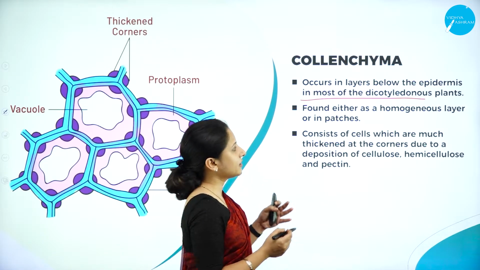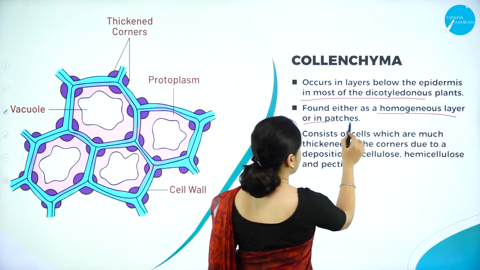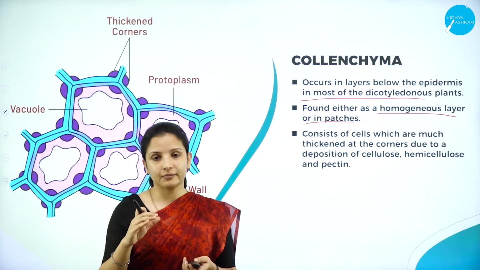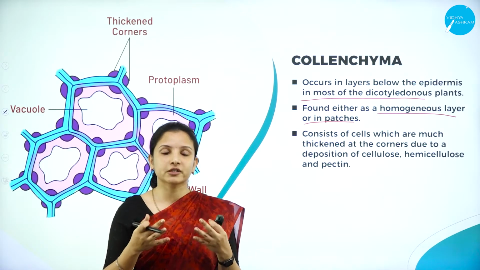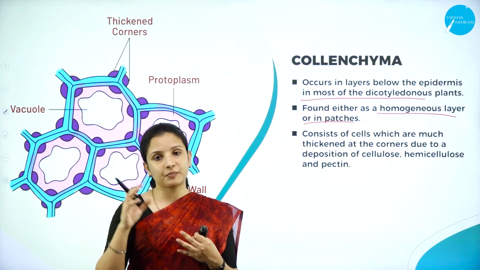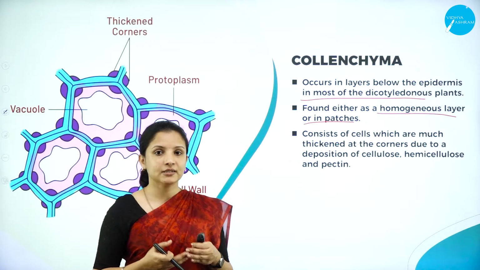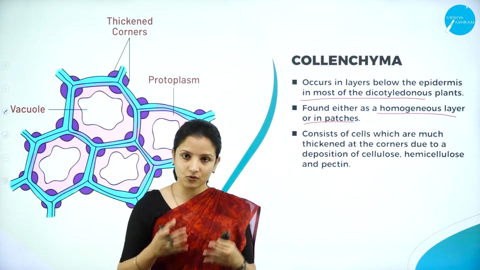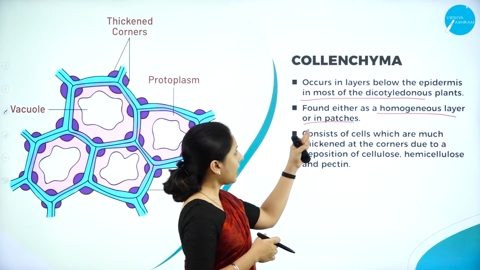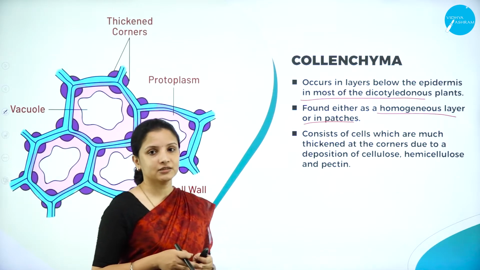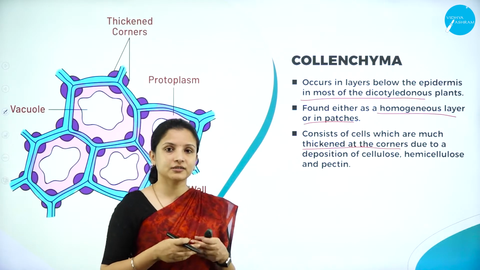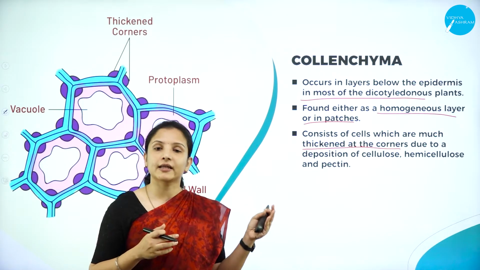It is found either as a homogeneous layer or in patches. Homogeneous means one stretch of plant cells may be collenchyma at a stretch, with the same set of collenchyma cells present, or in some cases they may occur just in patches here and there in between the parenchyma cells. So they are found either as a homogeneous layer or in patches inside a plant. And these collenchyma consist of cells which are much thickened at the corners, and because they are thickened at the corners, there is no gap between the collenchyma, unlike the parenchyma.